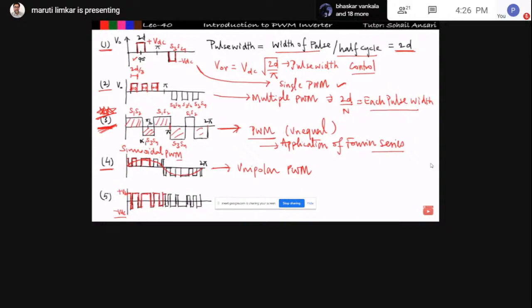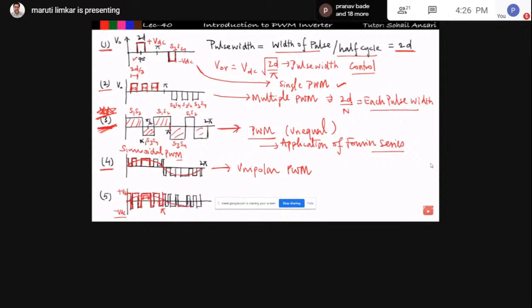Okay, see here from 0 to pi, let us consider this is my pi. Overall, you can see the pulse width is more at 90 degrees, and the pulse width is less at 0 degrees. So overall it will give you the sinusoidal behavior.